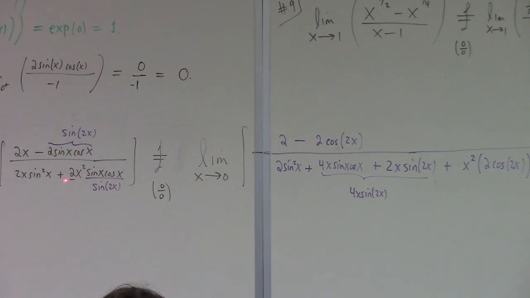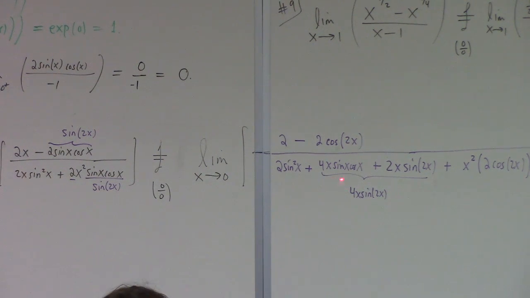Now I do the product. Remember, I've simplified to x squared times sine 2x. So the derivative of x squared times sine 2x gives me 2x sine 2x plus x squared times 2 cosine 2x. Again, that's the product rule on x squared times sine 2x. Yeah?